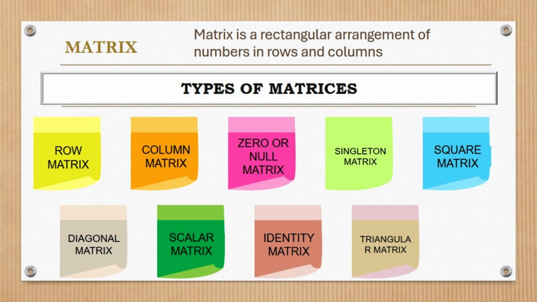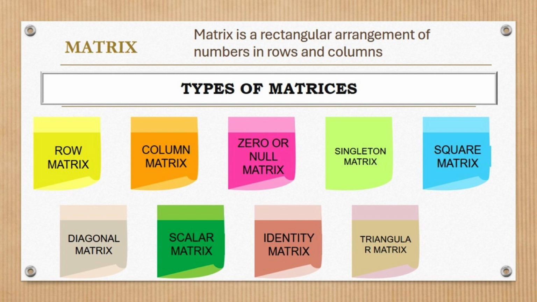A matrix is a rectangular arrangement of numbers in rows and columns. Matrices have wide applications in engineering, physics, economics, and statistics as well as in various branches of mathematics. The numbers arranged in the matrix are called the elements, or entries, of the matrix.